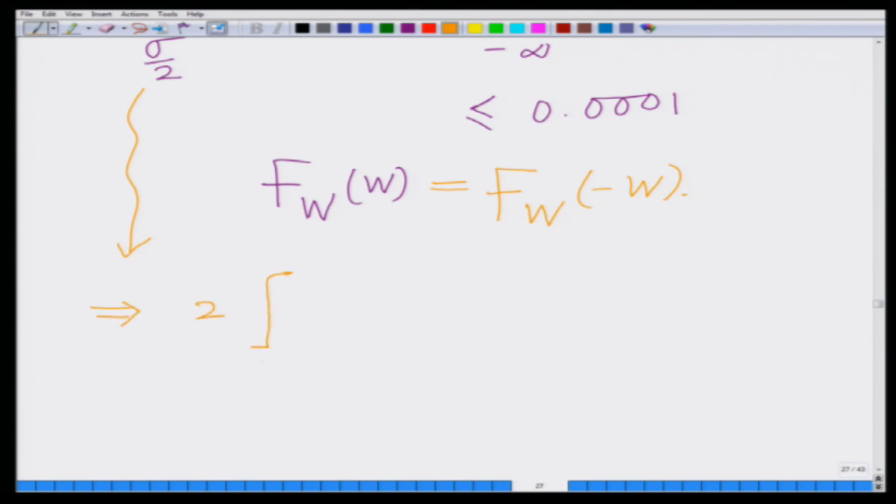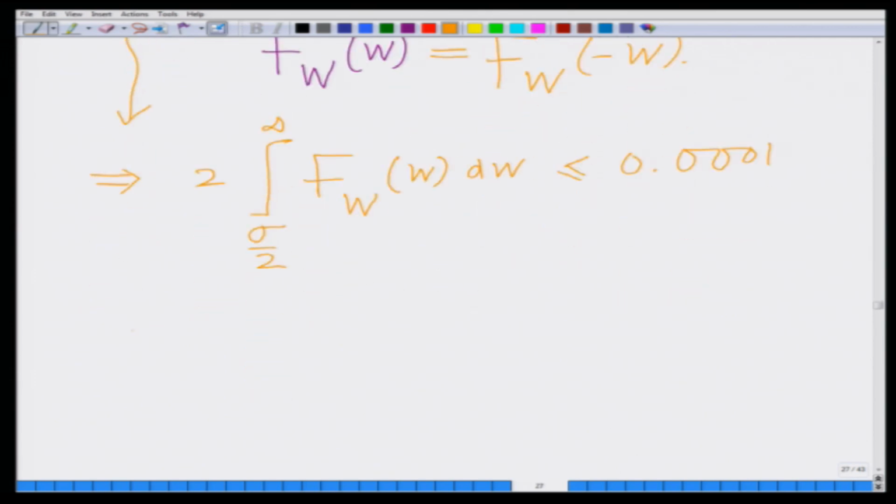Therefore, this implies twice the integral from sigma by 2 to infinity of f_W(w) dw is less than or equal to 0.0001, which basically implies that the integral from sigma by 2 to infinity of f_W(w) dw is less than or equal to 0.00005, that is 0.0001 divided by 2.